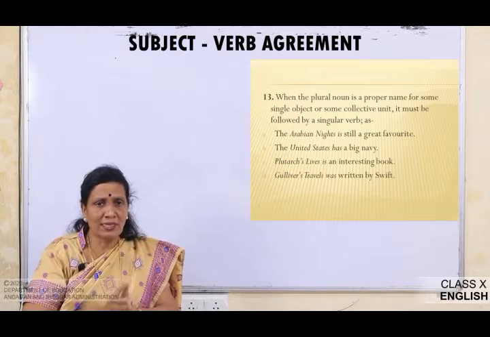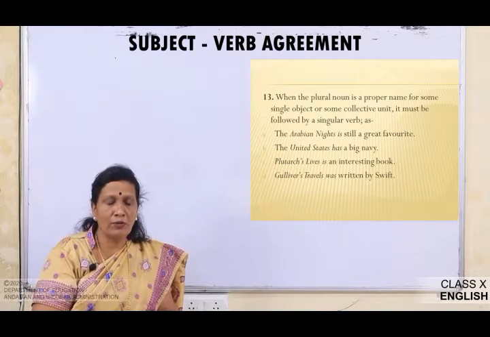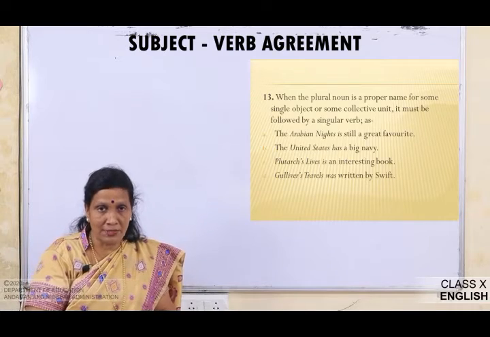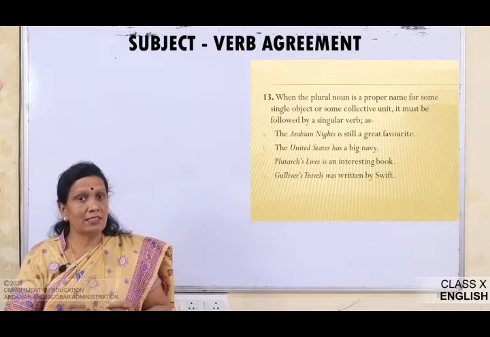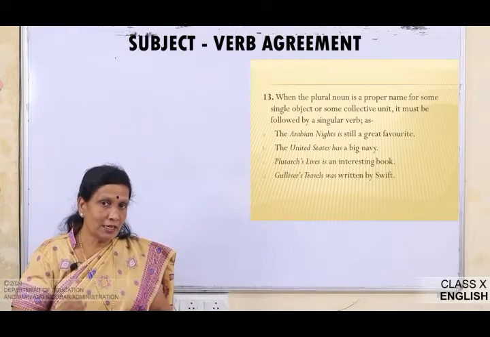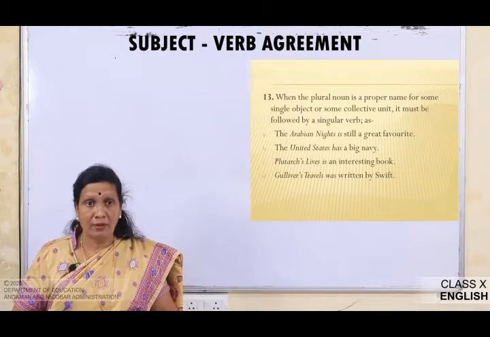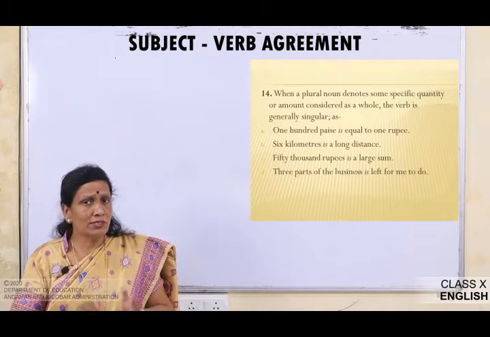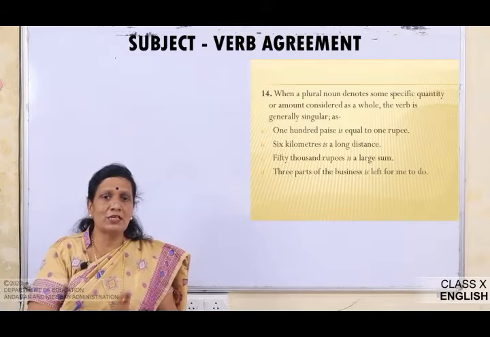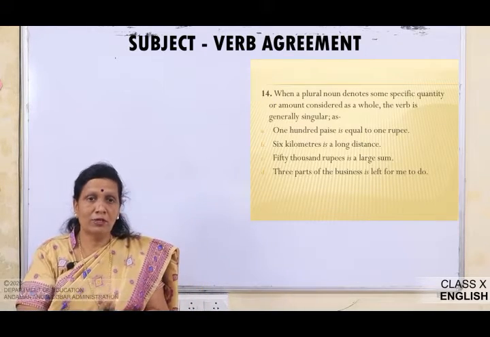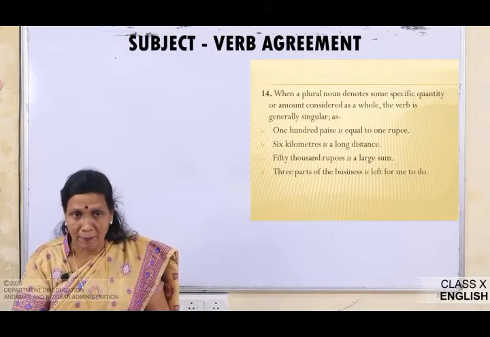So, children, let us quickly once again try to understand this. When the plural noun is a proper name for some single object or some collective unit, it must be followed by a singular verb. Now, when a plural noun denotes some specific quantity or amount considered as a whole, the verb is generally singular.